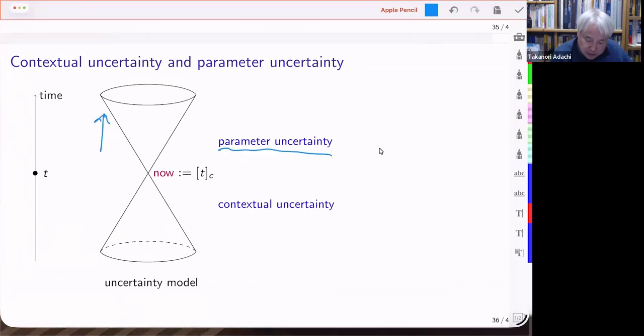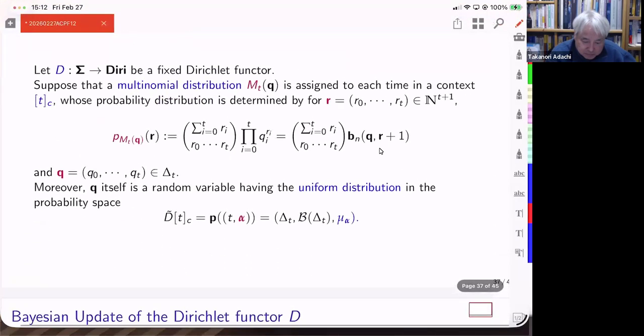But we have the contextual uncertainty already, as we saw. So now we can divide our uncertainty into two parts. The first one is a contextual uncertainty, which comes from the multiple pasts, and this is for the past. For the future, we have the parameter uncertainty, which comes from the Dirichlet parameters. So we have two sources of uncertainty in this model.